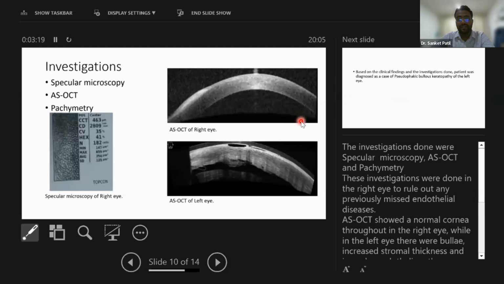The anterior segment OCT showed a normal cornea in the right eye. In the left eye, there were bullae seen. There was increased stromal thickness and irregular endothelium was seen. There were no signs of Descemet's membrane detachment in this case. The specular microscopy in the right eye was normal. Specular microscopy in the left eye was not recordable due to corneal haze.